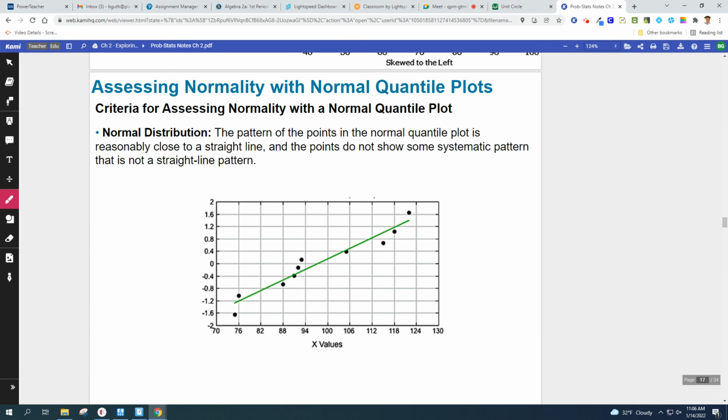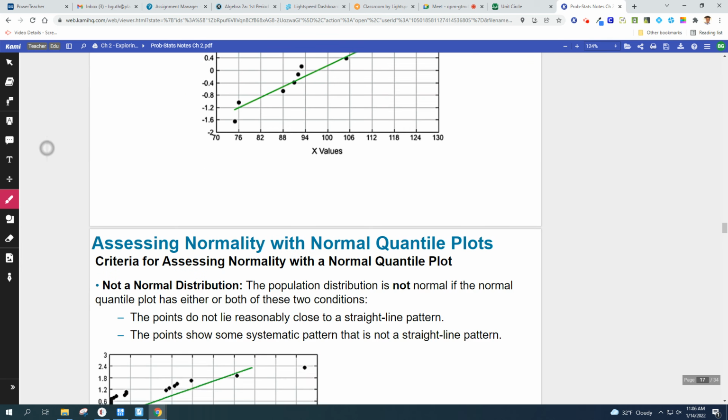Okay, assessing normality. Normal distribution, it says the pattern of the points in the normal quantile plot is reasonably close to a straight line, and the points do not show some systematic pattern that is not a straight line pattern. That's a lot of words, and that's kind of hard to understand, I think. All right, but look at those dots. Those dots pretty much make a straight line, but not some other pattern. That's normal. Okay, that's a normal distribution.